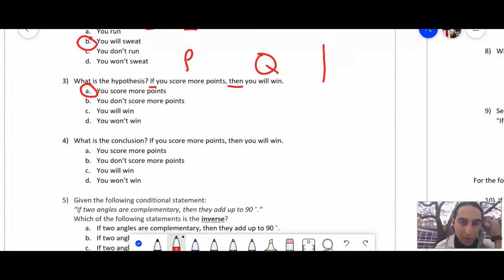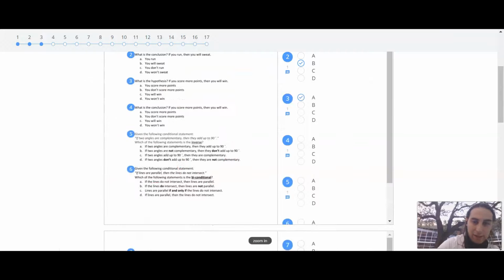Okay, number 4, what is the conclusion? The same sentence. If you score more points, that's my P, then you will win. That's my Q. All right, so again, conclusion is the last part after then. Q is you will win. So that's my conclusion. You will win. All right, so 4 is C.